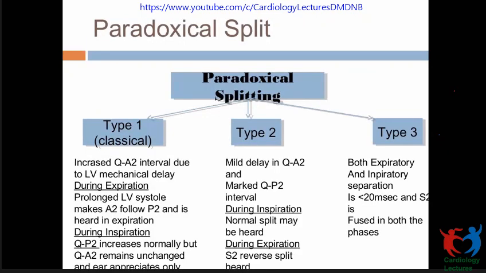Now, what are the types of paradoxical split? You have to know this. There is type 1, type 2, type 3. It's only type 1 which is very traditionally picked up and described. In type 1, it's actually QA2. The pulmonary side is normal. If the problem is A2, so QA2, Q is the ECG Q. That means LV ejection is delayed with normal RV ejection. So in expiration there is a split. In inspiration P2 goes near A2, and the split becomes single.